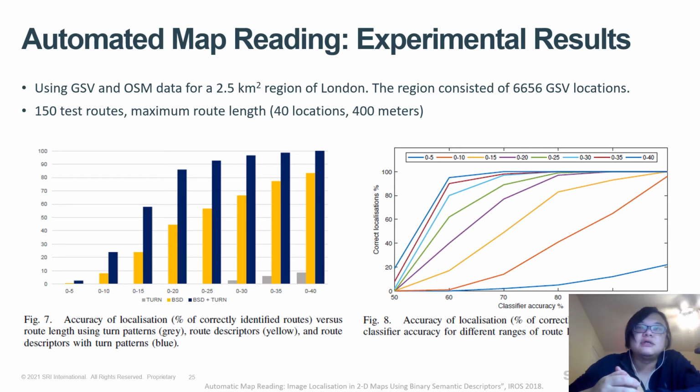So here are the results. If the authors only use the single binary semantic descriptor, the accuracy is pretty low. However, using the concept of route descriptor and the turn pattern, they can achieve pretty good accuracy once the accumulated route length becomes 400 meters. So that proves the concept works, because the idea to improve the power of a descriptor by connecting the BSD works.